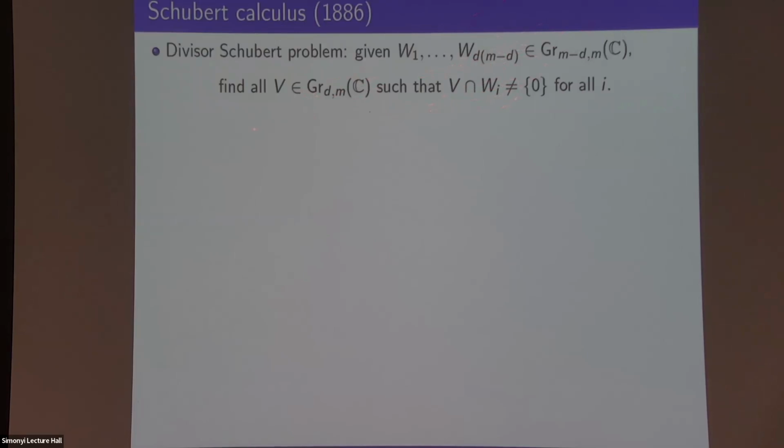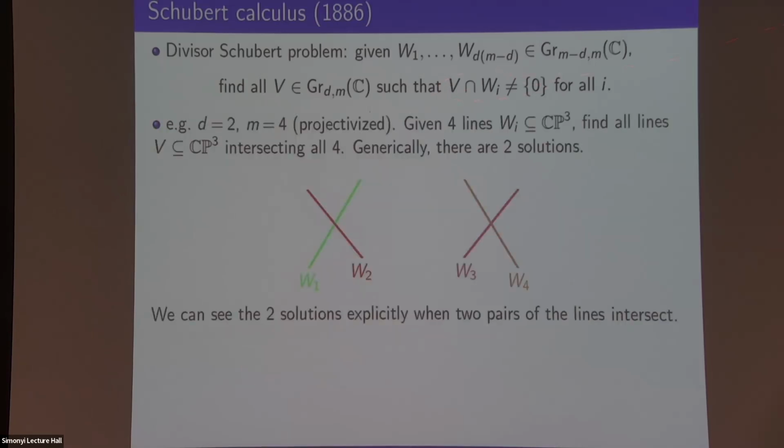By the way, I call this a divisor Schubert problem because each of these conditions is saying V lies in some Schubert divisor. In this talk, I'm not going to consider more general Schubert conditions, which are higher codimension, and I'm not going to consider problems on other varieties, just the Grassmannian.